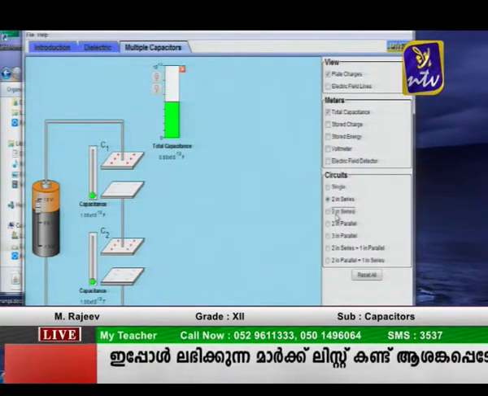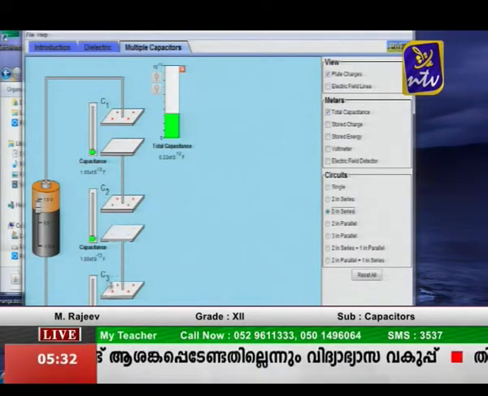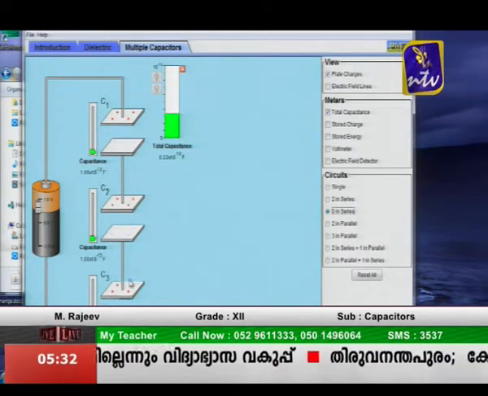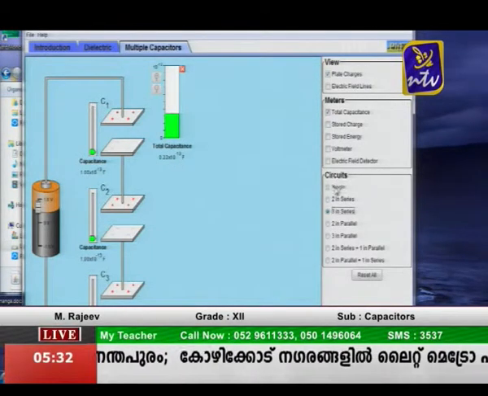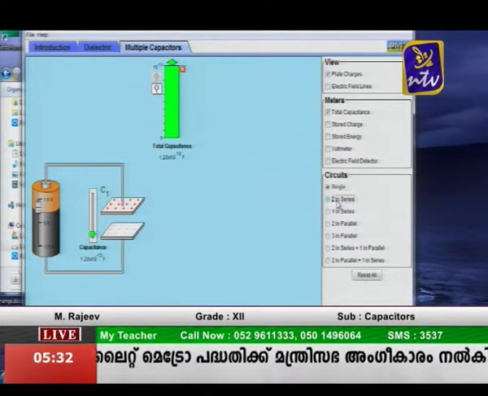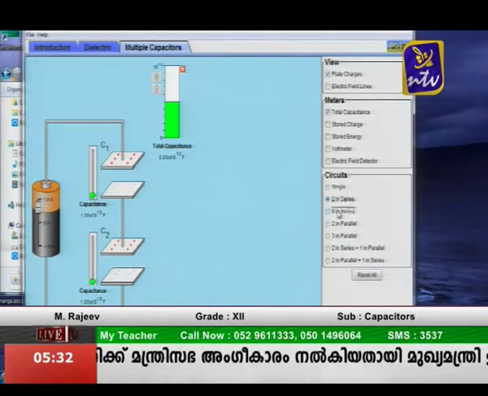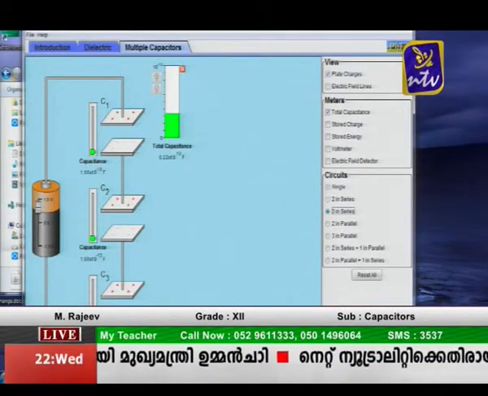How about if you connect 3 capacitors in series? See, these 3 capacitors in series. Now what you observe is the total capacitance becomes 1/3 of the original. So, single capacitor 1.2 into 10 raised. When I am connecting them in series, the total capacitance decreases, that you can make out from this. Total capacitance decreases on connecting in series.